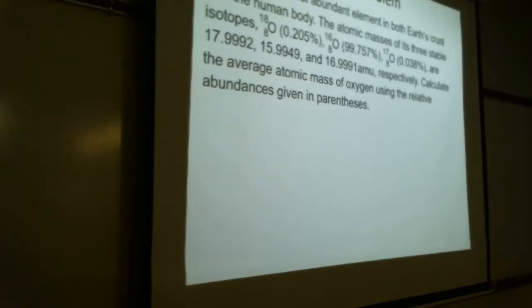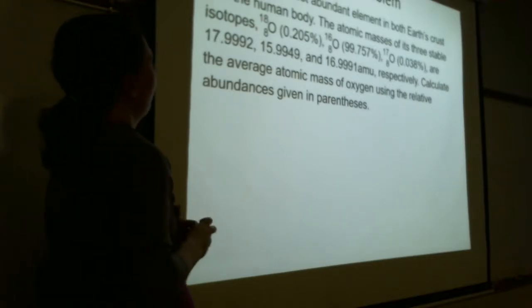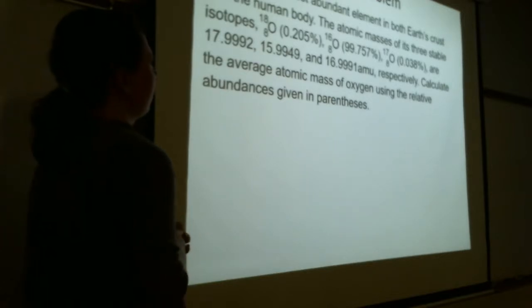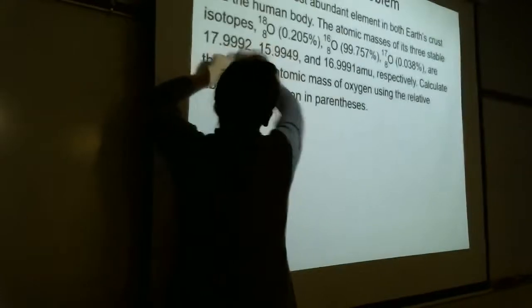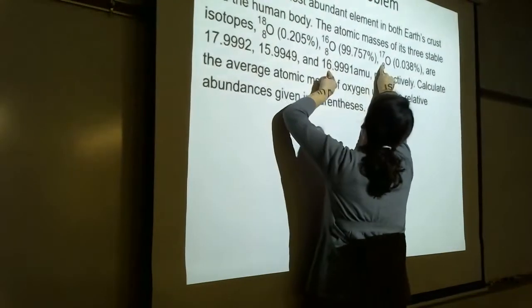But before we get started, I'm going to pause the video and I want you to do this review problem, because this is where we left off on Wednesday. This is an isotopic abundance question. Oxygen is the most abundant element in the crust and in the human body. The atomic masses of its three most stable isotopes, oxygen 18, oxygen 16, and oxygen 17, are given. So that's the mass of oxygen 18, that's the mass of oxygen 16, and that's the mass of oxygen 17.